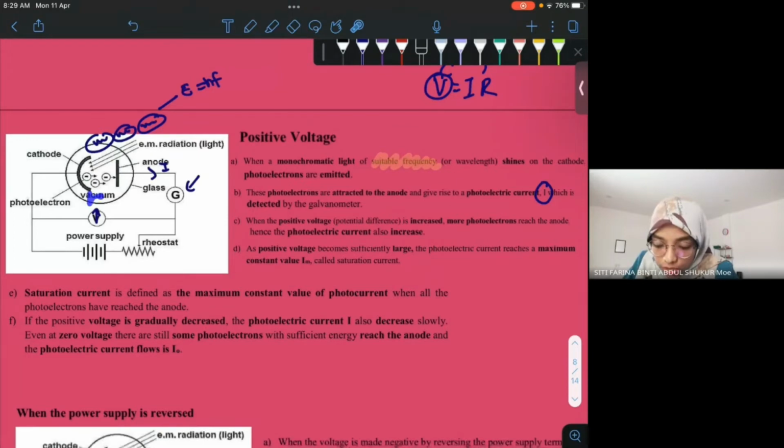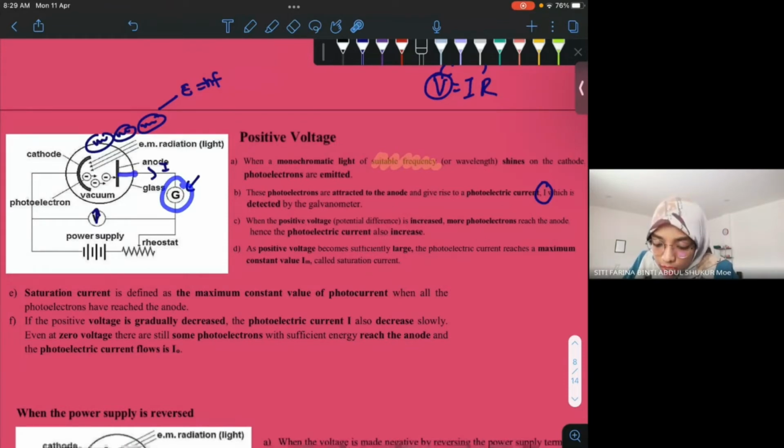When you have difference between them which is greater, there will be more photoelectrons attracted by the anode. Okay, so when you have more electrons being attracted, there will be more current that is going to flow in the circuit. Kita panggil dia photocurrent. Okay, this current will be detected by the galvanometer.